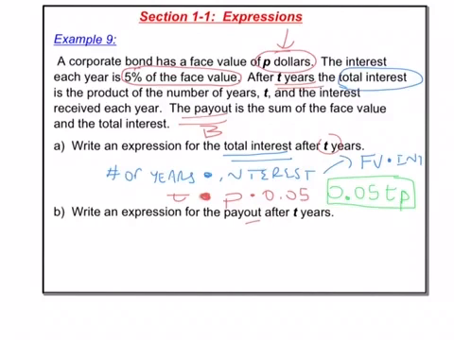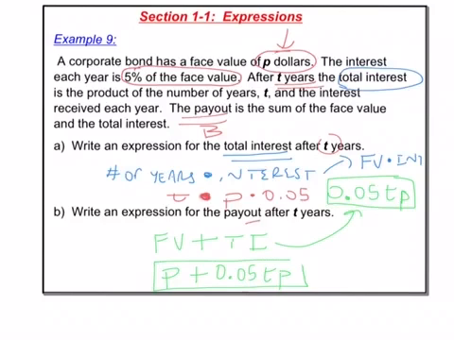For part B, it says write an expression for the payout after T years. So up here, payout, it says, is the sum of the face value and the total interest. So we know that the face value is P, so you would get that money back, plus the total interest, which is what we just calculated up here. So we don't have to write all that again, or at least all the work to get that. We're going to just write 0.05TP, and that's your final answer for the payout after T years.